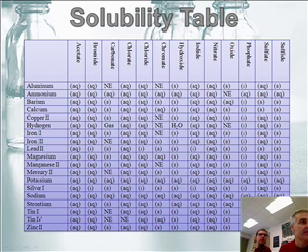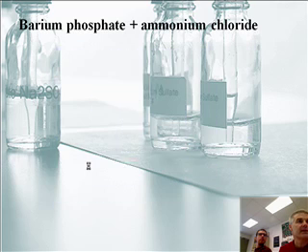Now we should look at the states. So first we have barium phosphate. Here's barium, and phosphate's over here somewhere. That would be this box. So it's a solid. So we go back and write a solid.